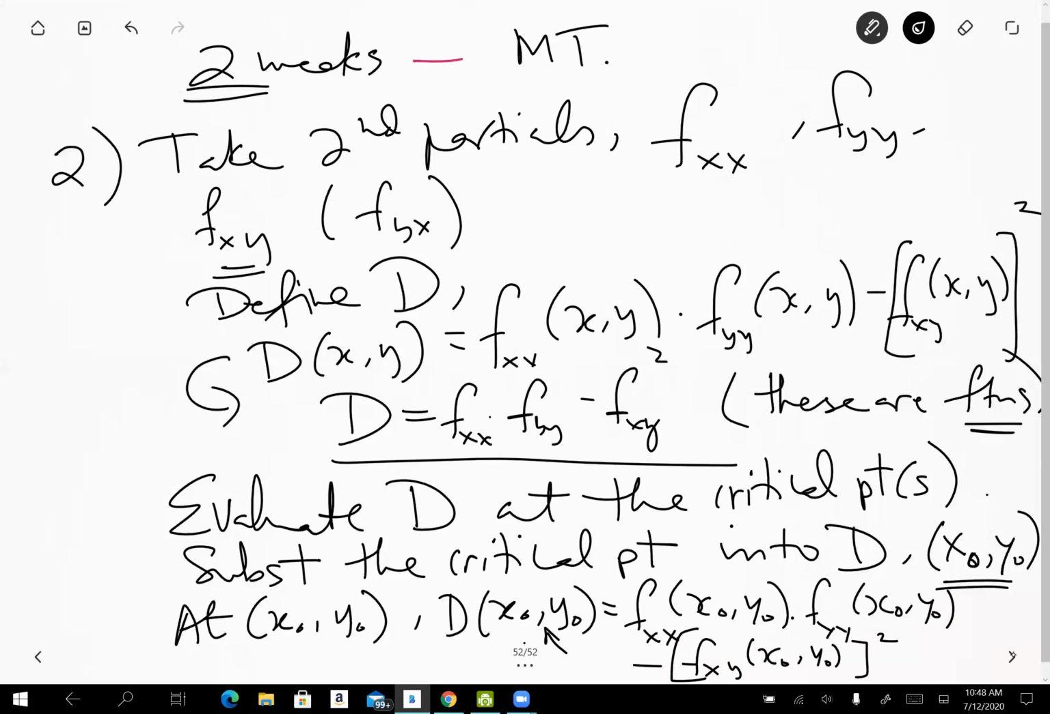Now, when you do that, or you just write in short form, evaluate D, then you get the value of D. So at x0, y0, you got some value of D, correct? Call it D0, because x0, y0. Now you got the value here, and that value is a number, okay?